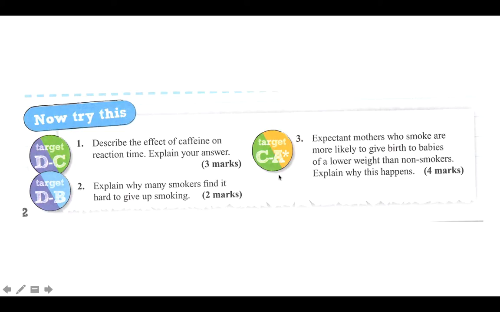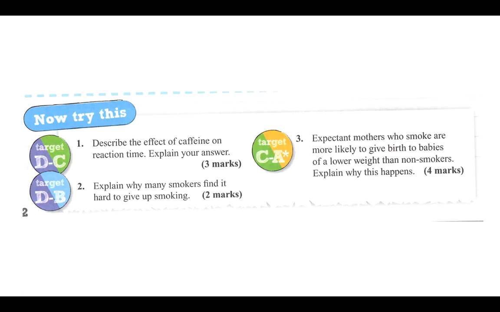Third question, which is between grade C and A star. Expectant mothers, so people who are pregnant, who smoke are more likely to give birth to babies of a lower weight than non-smokers. Explain why this happens. 4 marks. Okay. Now, if you look back to when we spoke about smoking, we said that tobacco smoke contains carbon monoxide. 1 mark for saying that it contains carbon monoxide.